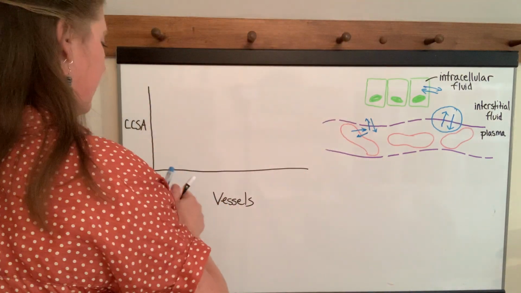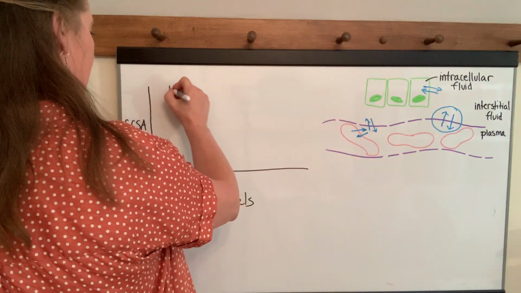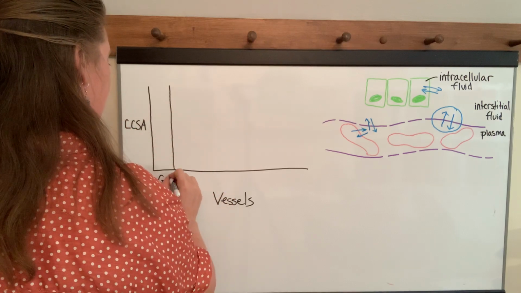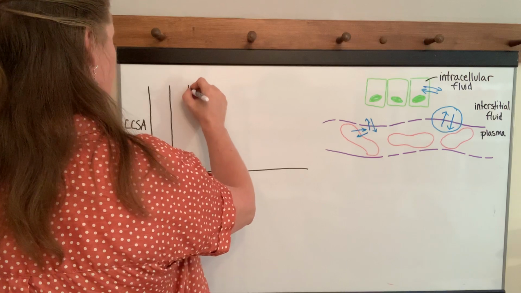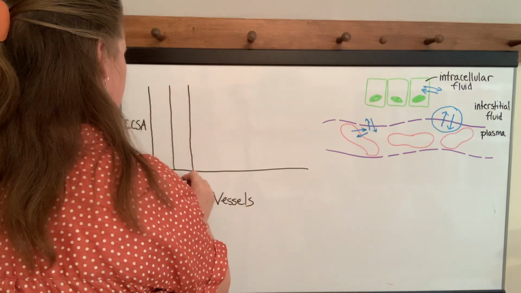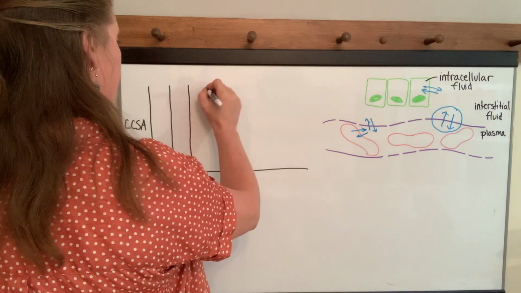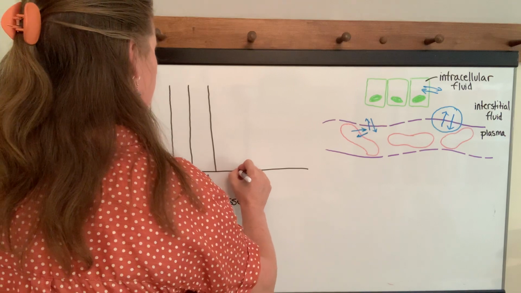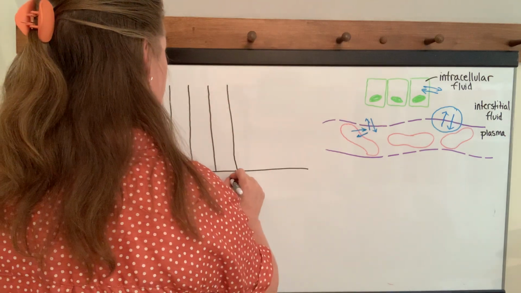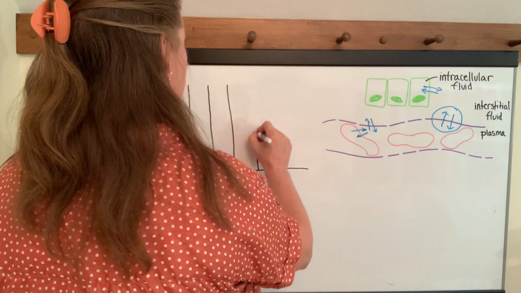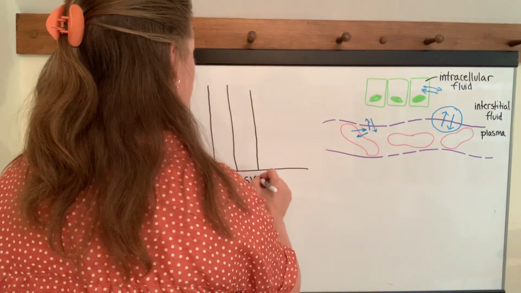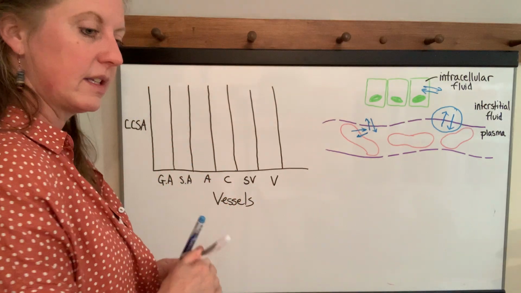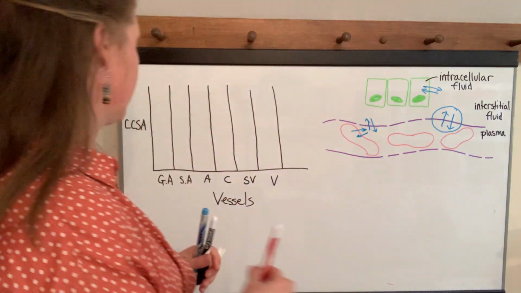Now, if we look at the various vessels in the body, let's say we have the great arteries, which I'm just going to say GA, and then we have some of the smaller arteries, and then we have arterioles, and then we have capillaries, then we have small veins, I'm ignoring venules, and then we have big veins. So first, let's just take a look at the cross-sectional area.